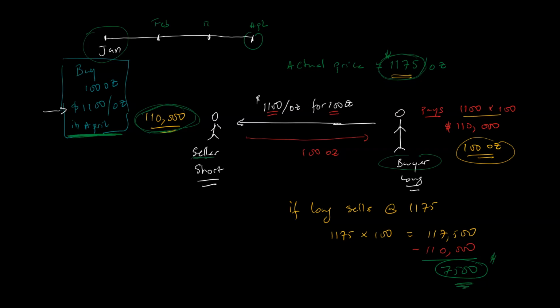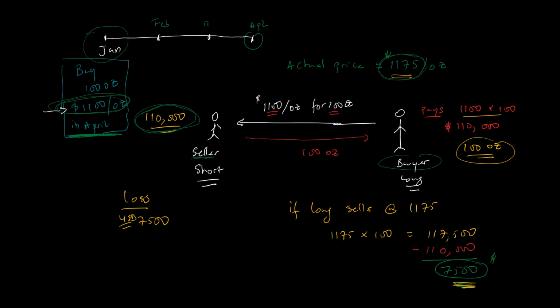The seller had to sell it at the futures price, which was $1,100 per ounce of gold. And so the seller is going to lose. The loss here for the seller is going to be the same as the gain for the buyer, which is 7,500 US dollars. And that is an example of how one of these would essentially work.